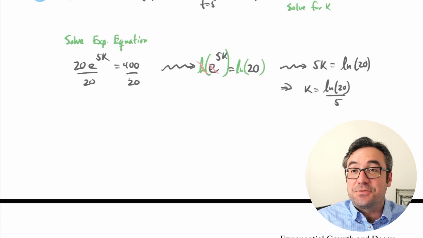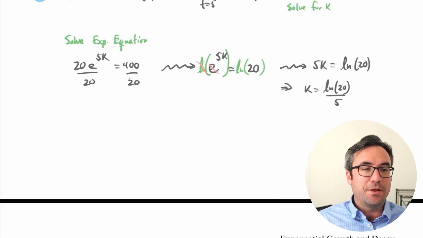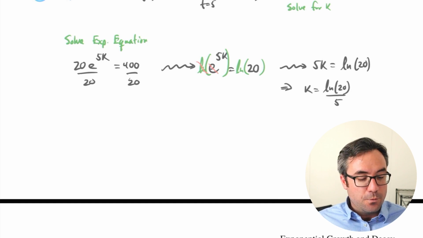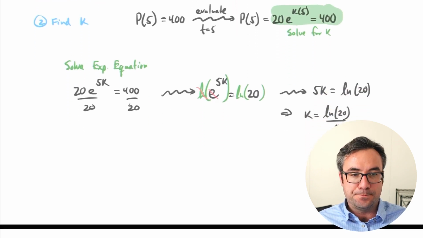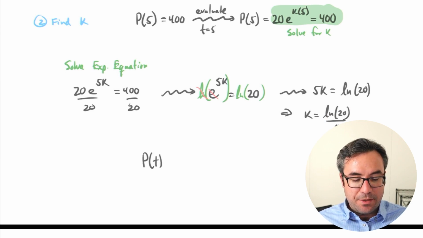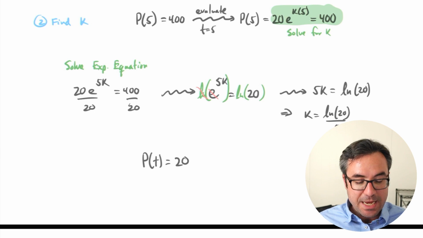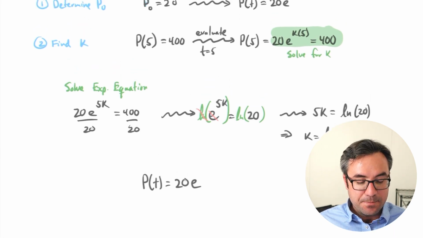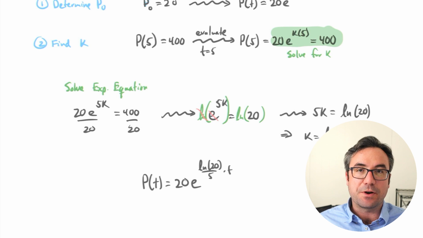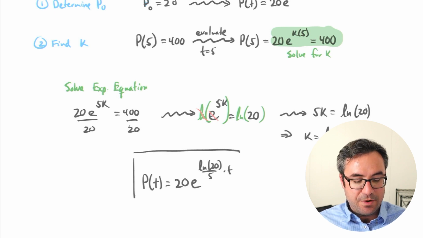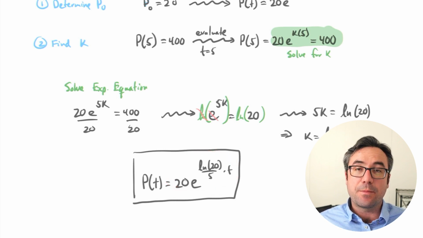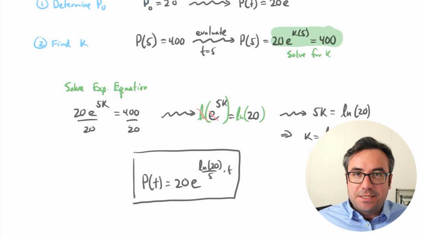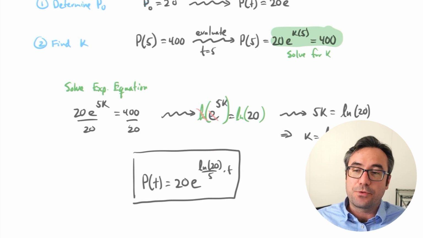There we go. All right, so let's fill it in, and then we're done. We want a formula for the size of our population, so let's take this k value and update our formula for P of t. We end up with our initial population, which was 20, e, and then instead of k, let's fill in our k value: natural log 20 over 5 times little t, our variable. And there we go. We have a nice formula now that we can use to describe the size of our population at any time, as long as it keeps undergoing this exponential growth.